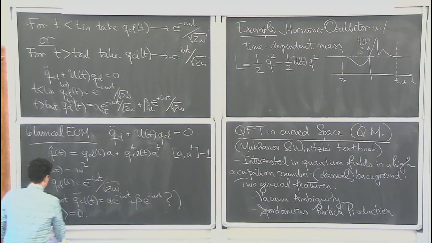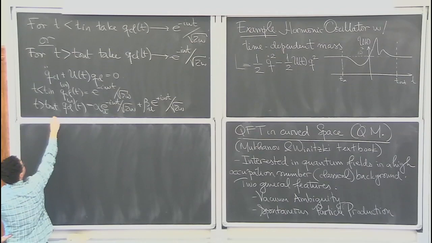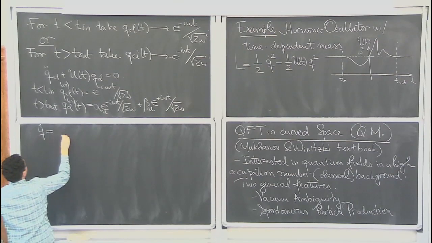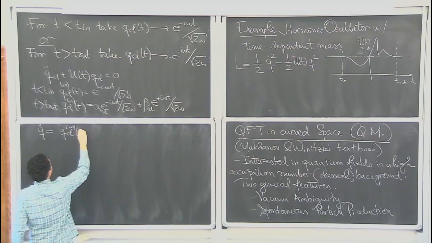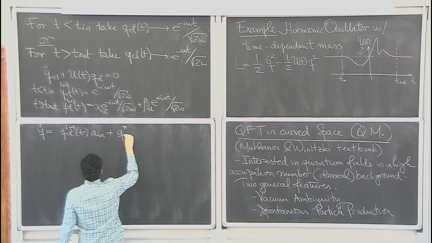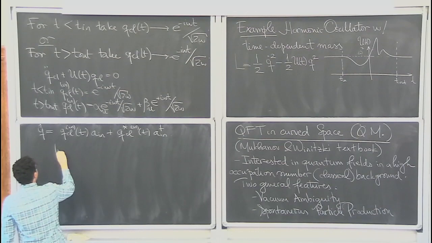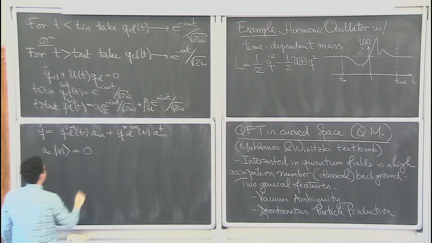So this is called the in vacuum. And so q can be written now as q classical in. You picked a particular classical solution. And this annihilation operator is called the in annihilation operator, and because it's a real field, you better put the complex conjugates here. A dagger in. Okay. And there is a state called the in vacuum, such that a in annihilates it. Okay, so this is called the in vacuum.